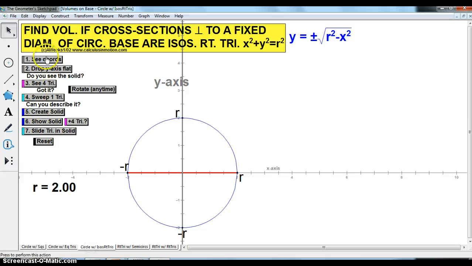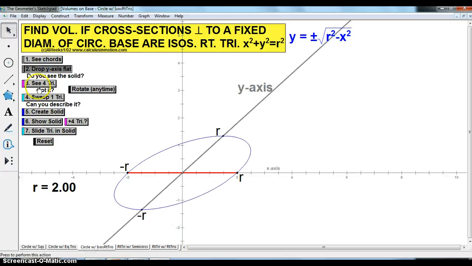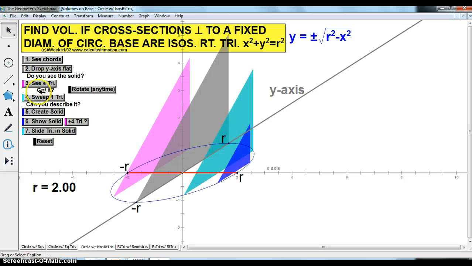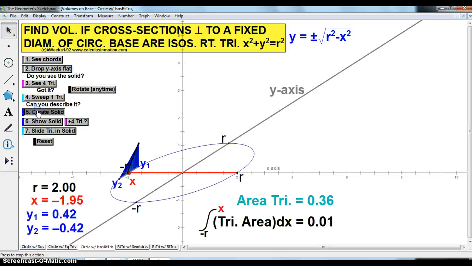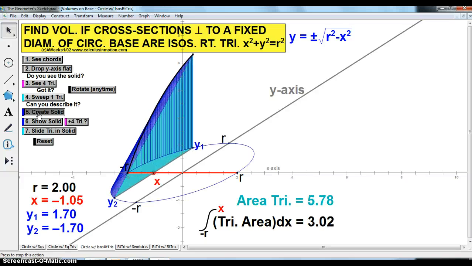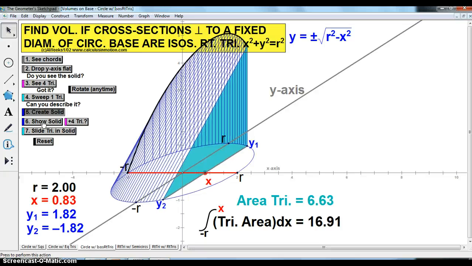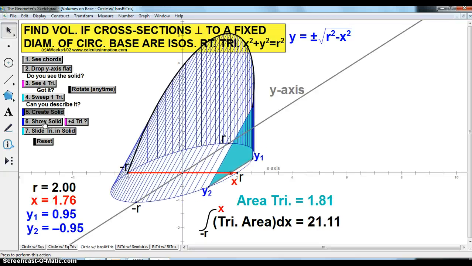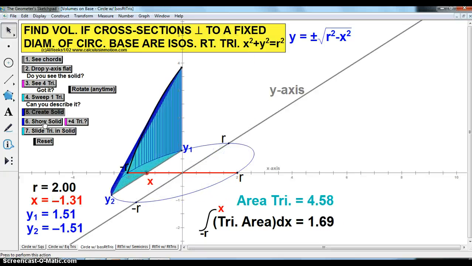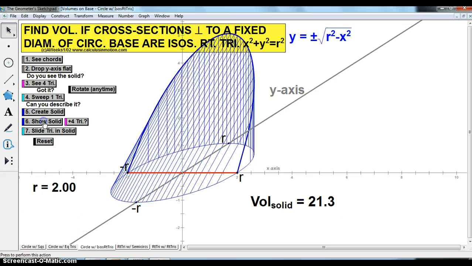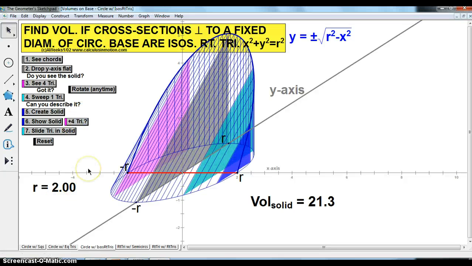And maybe we wanted to do isosceles right triangles. And let's see what this one might look like. Okay, and there's what that one would look like. And we can see the triangles.